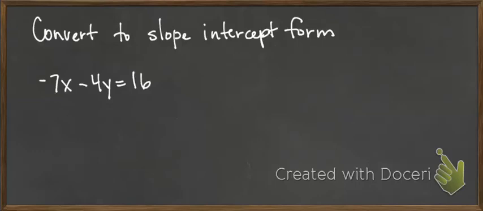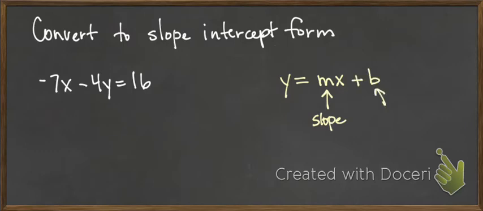Here we're going to go through two examples practicing converting an equation to slope-intercept form. Slope-intercept form always starts off with a y, and then there's some number multiplied by x, that's the slope, and then there's a number added at the end, and that's your y-intercept.